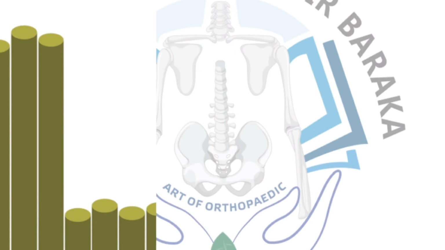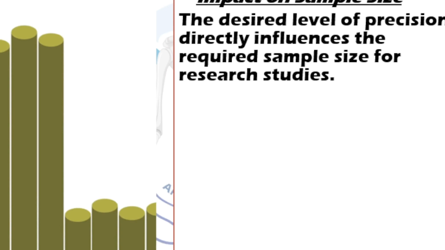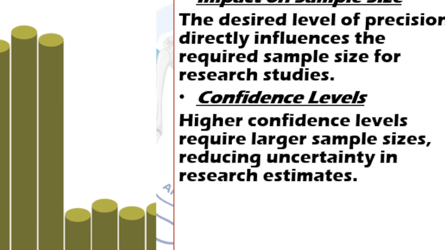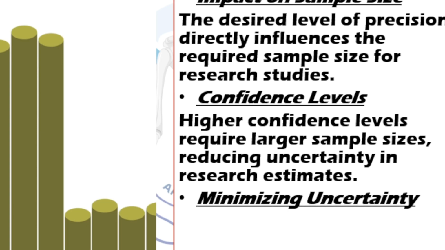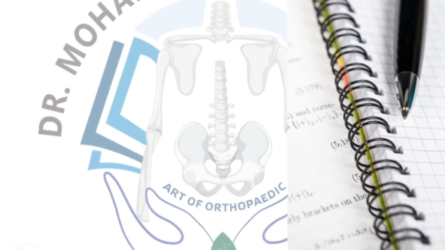Desired level of precision and confidence. You see, this is the impact on sample size. The desired level of precision directly influences the required sample size for a research study. The confidence level: a high confidence level requires a larger sample size, reducing uncertainty in research estimates. Minimizing uncertainty increases sample size, helps minimize this issue around estimates, ensuring more reliable results.